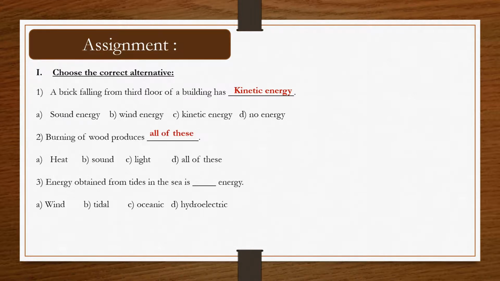The third question, energy obtained from tides in the sea is dash energy. And the options are wind, tidal, oceanic, hydroelectric. So what is the answer? Correct. Energy obtained from tides in the sea is tidal energy.